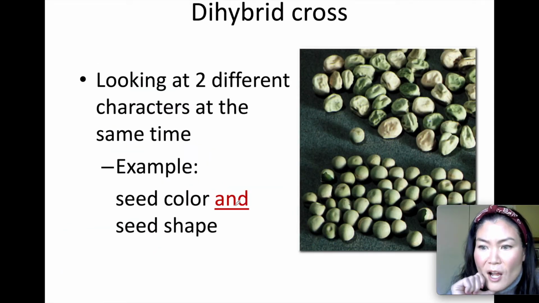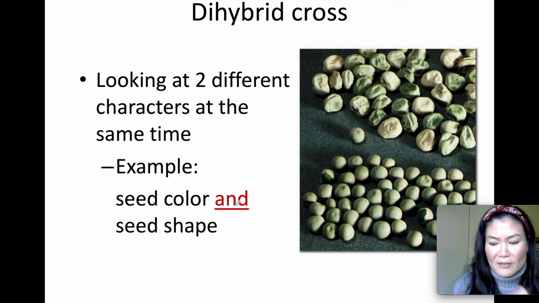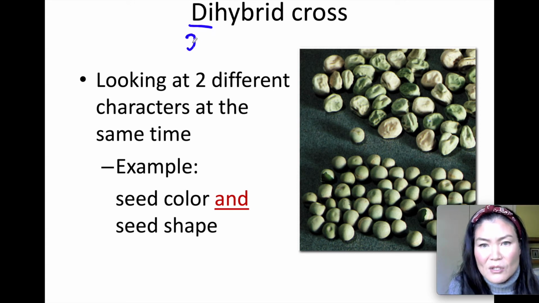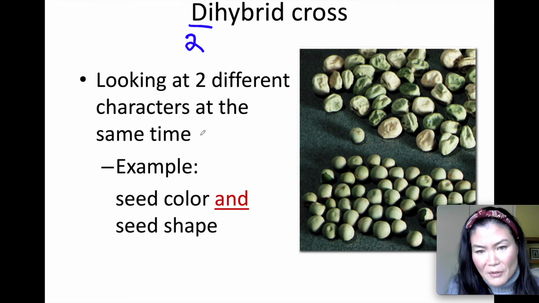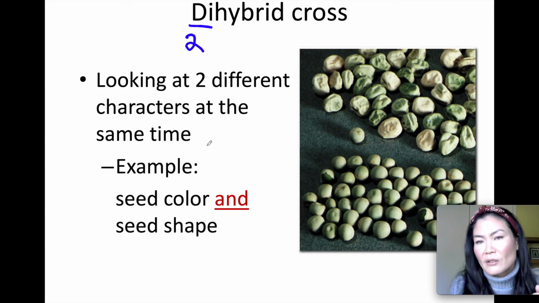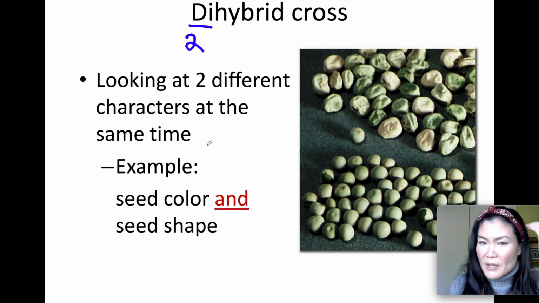Next topic, dihybrid crosses. Di means two, and we're talking about two different characters at the same time. This is a study that Mendel did. He studied not just one characteristic like flower color or pea color. He wasn't studying one thing at one time. He took it to the next level.